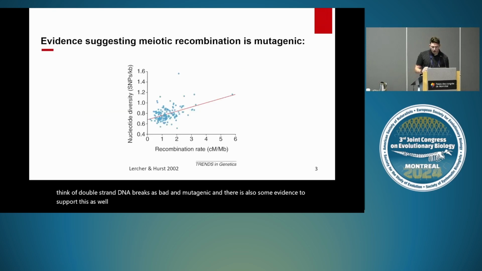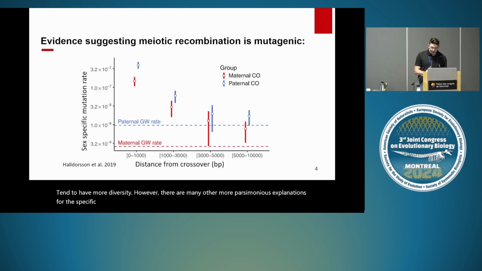The first kind of evidence that I want to cover, which has been shown in a lot of different species, here specifically in humans, is the relationship between nucleotide diversity and recombination rate. Areas of the genome with more recombination tend to have more diversity. However, there are many other more parsimonious explanations for this specific example.